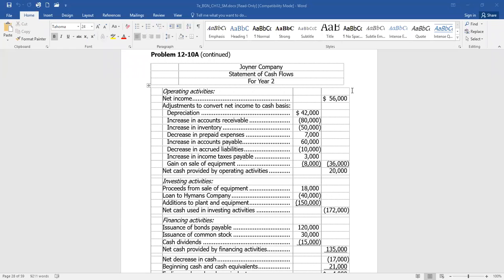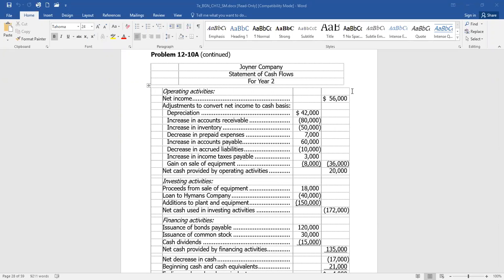Our prepaid expenses went from 14,000 down to 7,000. So it's like we saved $7,000. So that's an increase in cash. Although it's a decrease in our prepaid expense amounts, it's an actual increase on cash. So we will show it as positive 7,000.